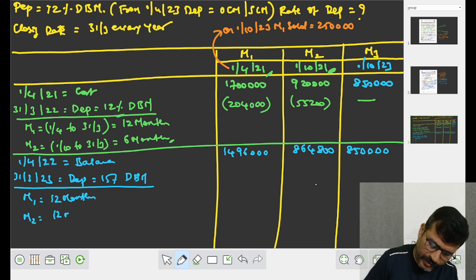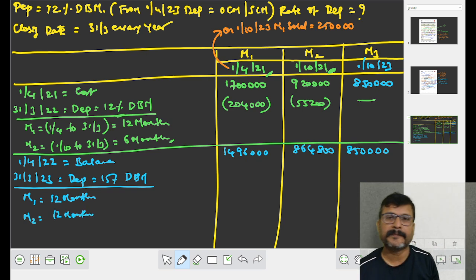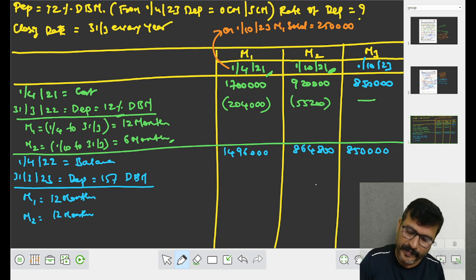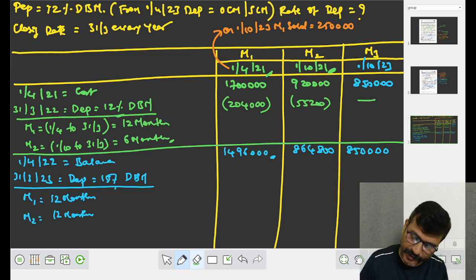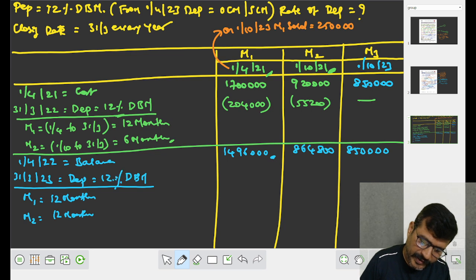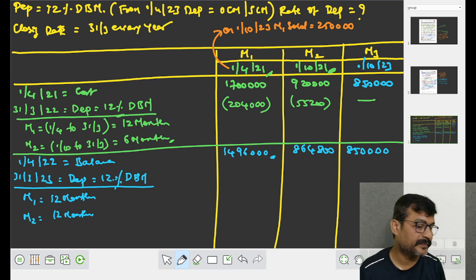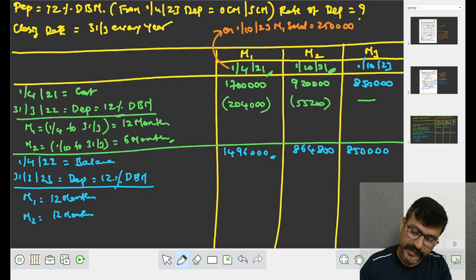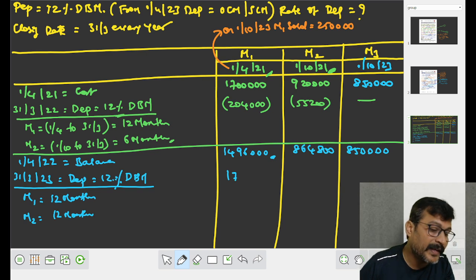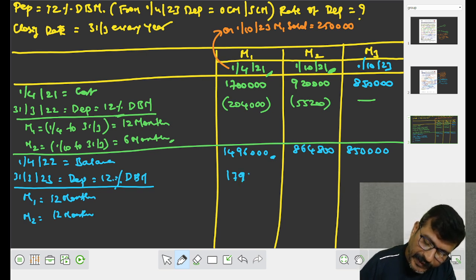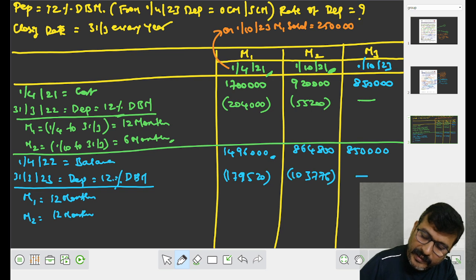M2 is also old machine. Calculate depreciation for 12 months. So under diminishing balance method, 14,96,000 into what percent? Sorry, it is not 15%. It is 12% into 12 by 12. It comes how much, my dear student? Use a calculation workout. It comes to 1,79,520. Here it comes to 1,03,776. Nothing for third machine.